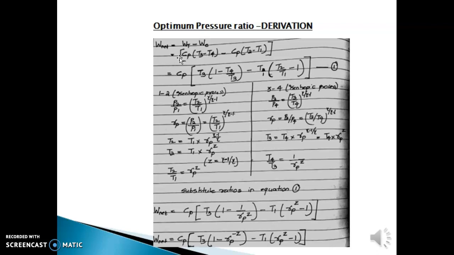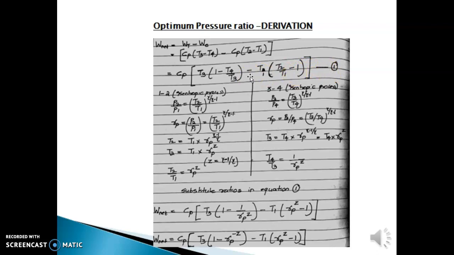Okay. So again, we'll move back to the derivation. W net is equal to, instead of work done by the turbine, I can write Cp into T3 minus T4 minus, instead of compressor work, Cp into T2 minus T1. I am taking Cp common. Then inside I'll have T3 minus T4, where I'll be taking T3 common. So within the bracket, what is remaining is 1 minus T4 by T3 minus, I'll be taking T1 common, so within the brackets, T2 by T1 minus 1. Okay, and I'll be writing it as equation 1.